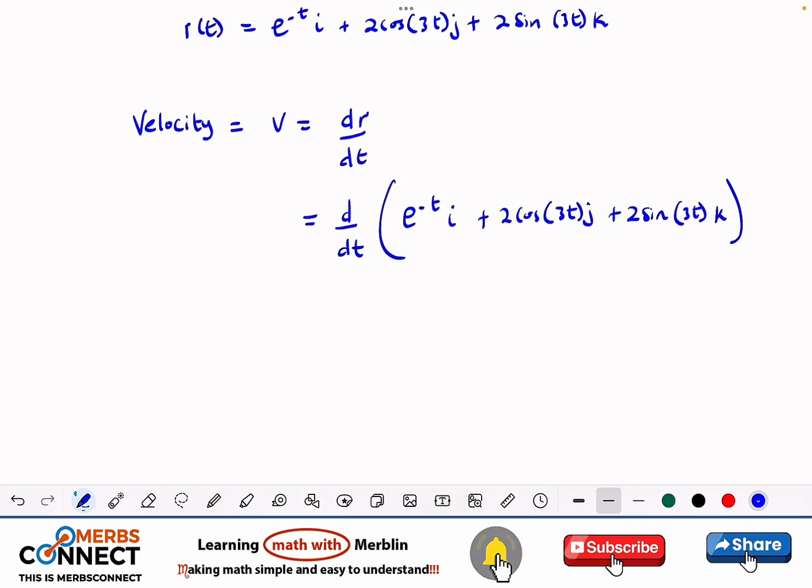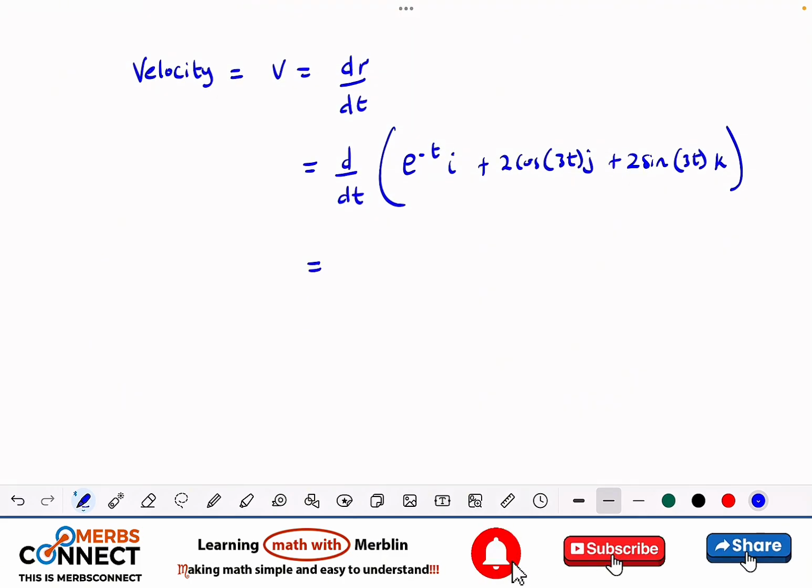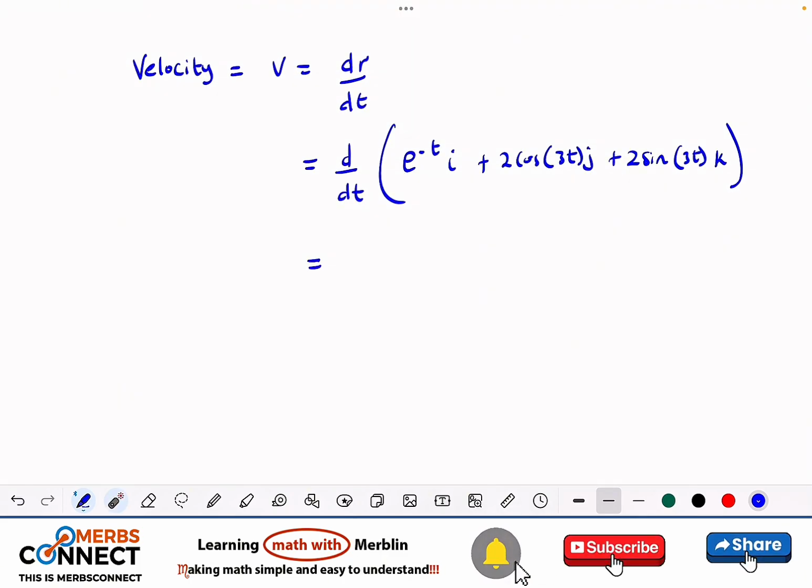Good. So now let's differentiate it term by term and see what we are going to get. When I differentiate an exponential function, what am I going to get? We say that for an exponential function, maintain the function and differentiate what is on the top. When I differentiate what is on the top, I get minus 1. So I'm going to have minus e to the power minus t i.